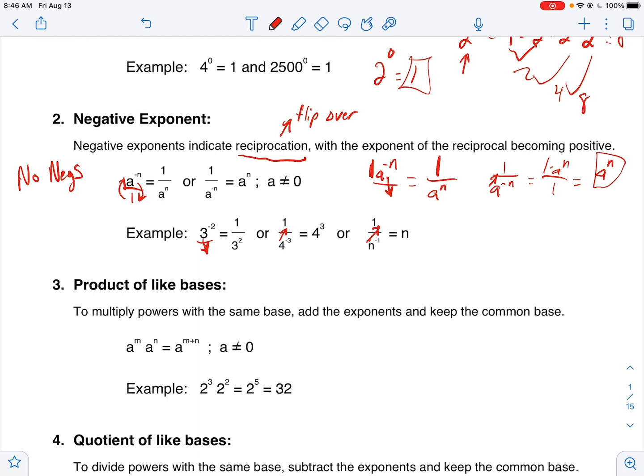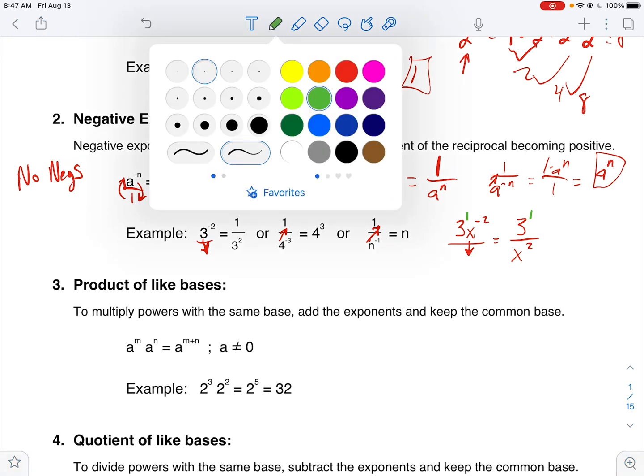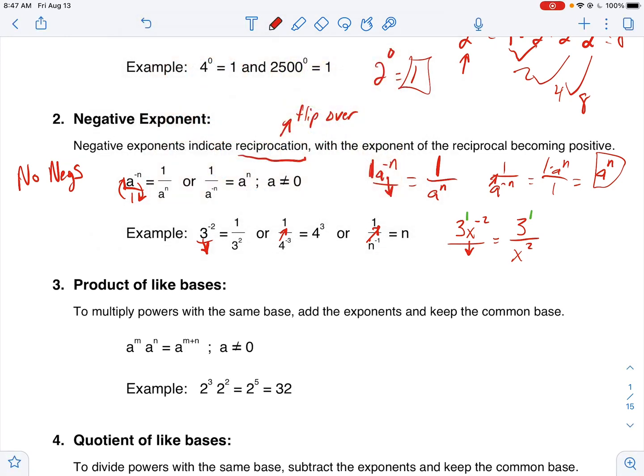Here's where it gets very tricky. If I've got 3x to the negative 2, okay, I'm going to draw my divide line. I'm going to drop the x, and it becomes 3 over x to the 2, 3 over x squared. The 3 technically has a 1. And that 1's positive. So the 3 doesn't move. The x is the only one that has the negative exponent. Okay? That's how negative exponents work. Whatever's in there flips it over.